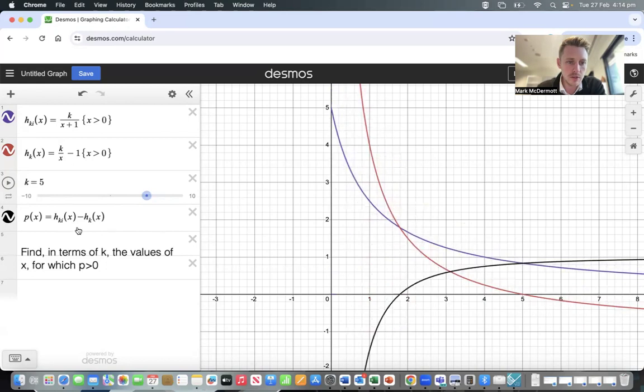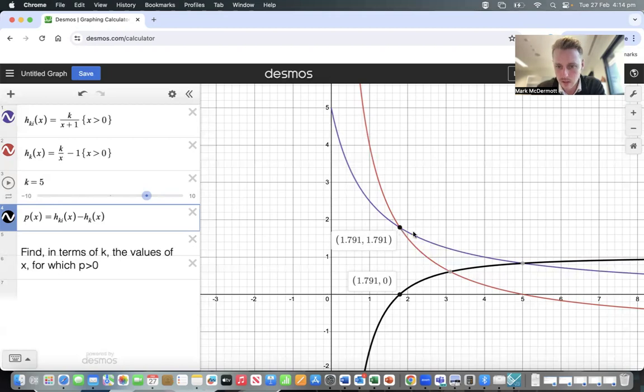So p of x can be defined as a new function: the inverse minus the original, so it's going to be the purple line minus the red line. You'll notice when they intersect, the difference between them, aka p of x, is going to be 0. If we look to the left of this x coordinate, we can see that the purple line is below the red line. We're taking a smaller y value minus a larger number, so it's going to give us negative values. That's why our p of x function is negative there.